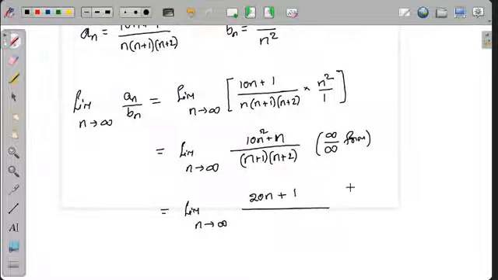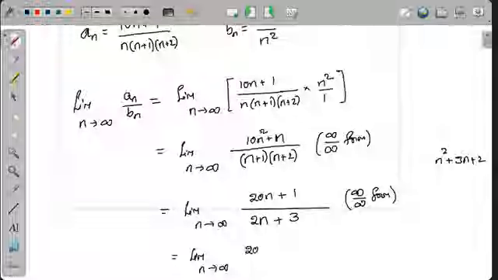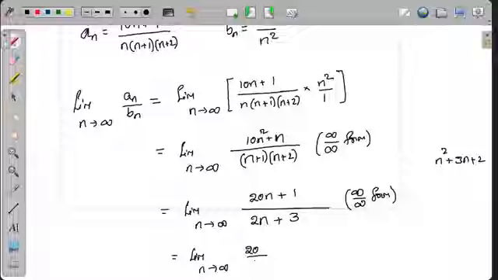Okay, so if we multiply, we get n² plus 3n+2. Taking the derivative, that becomes 2n+3. Again, I hope we can see infinite by infinite form. So again, apply L'Hospital. So limit n goes to infinite, this would be 20 over 2. So we got 10. So the limit is 10.